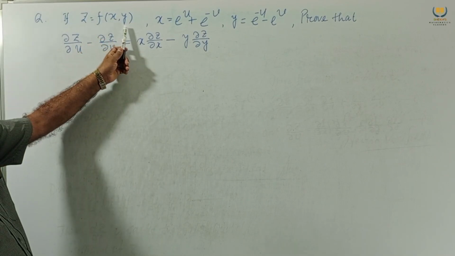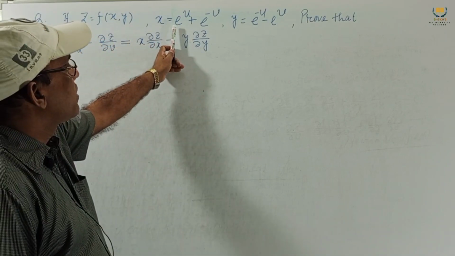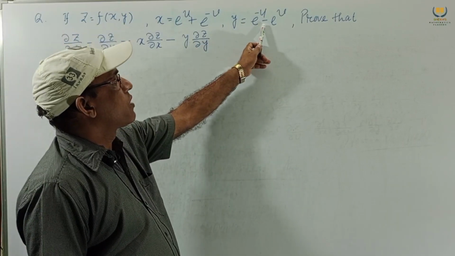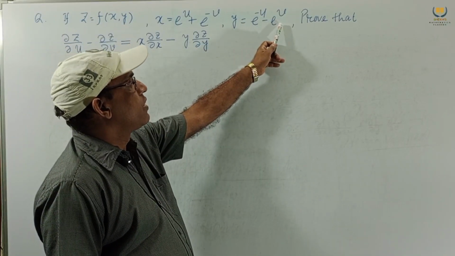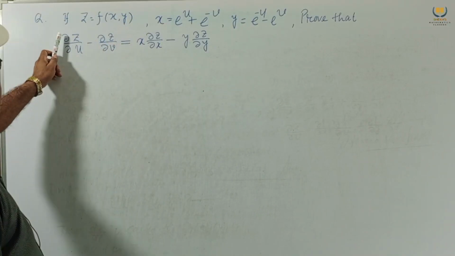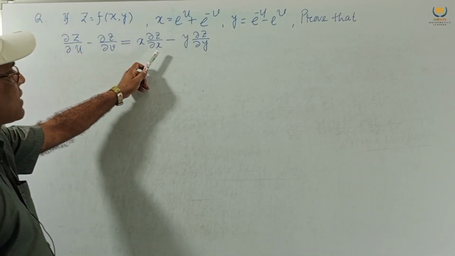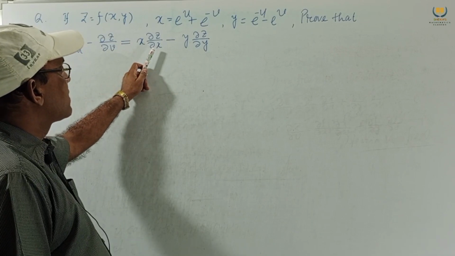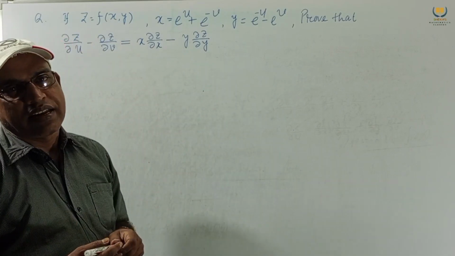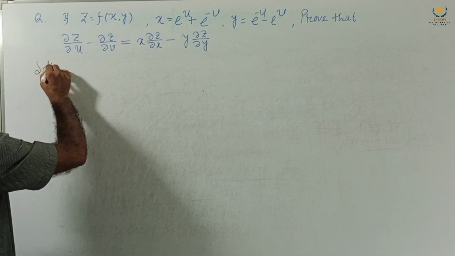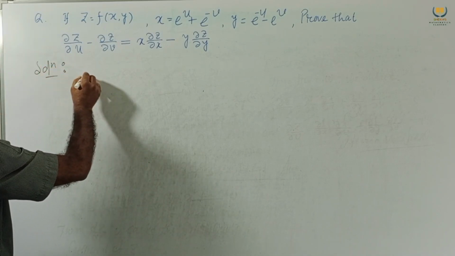If z equal to f of x, y and x equal to e to the power u plus e to the power minus v, y equal to e to the power minus u minus e to the power v, prove that del z del u minus del z del v equal to x del z del x minus y del z del y. So this is our problem. Now we want to solve this problem.